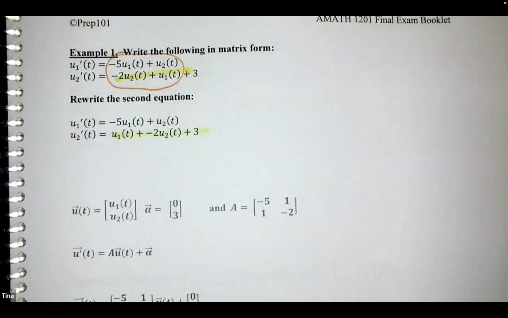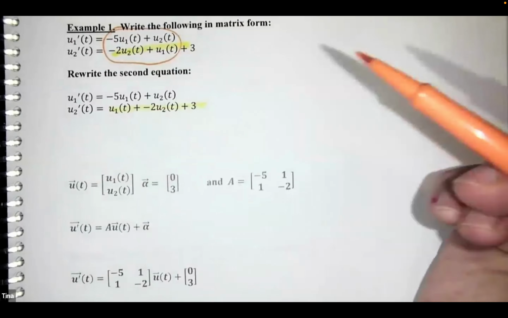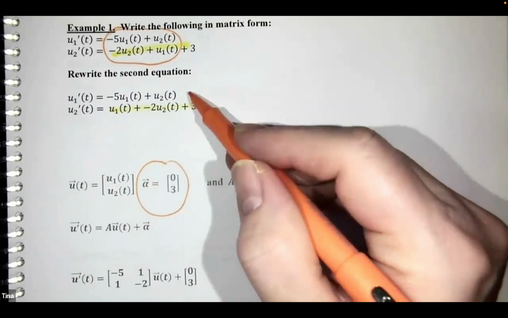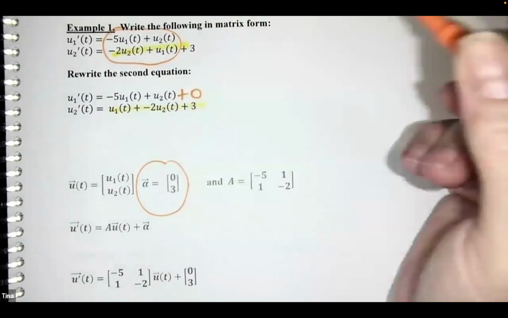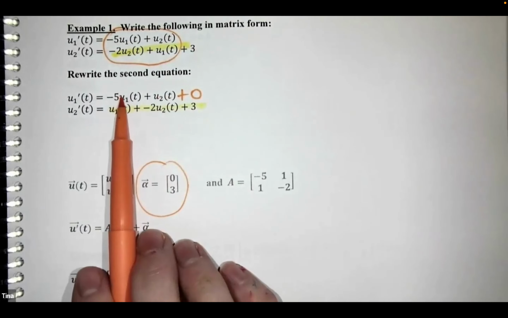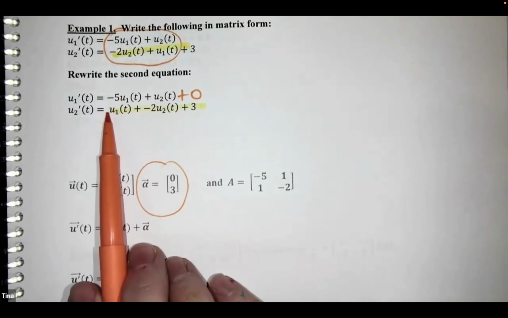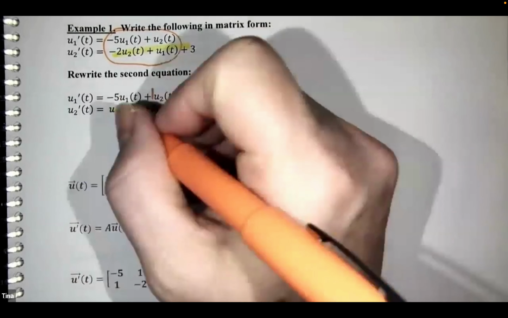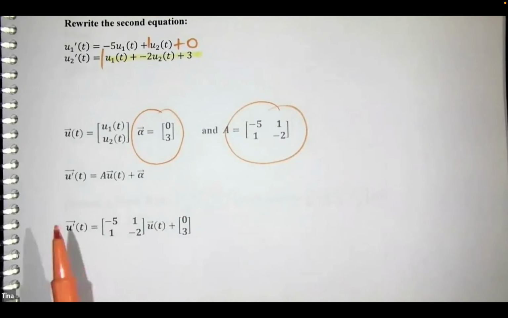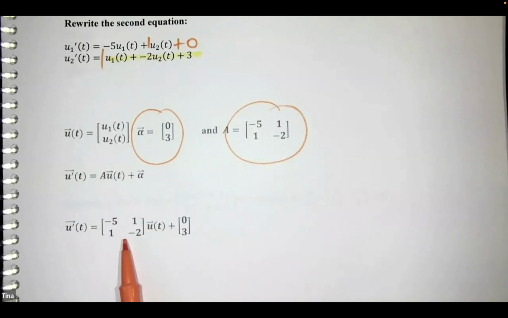So if we rewrite the order, U1, U2, and then constant, then the alpha vector, the numbers that are added on, is really just 0, 3. And A, the numbers in front of U1 and U2, are negative 5, 1, 1, negative 2, right? These are 1s. So that's our A matrix. So we can express the derivative u prime of t as A times u of t plus this 0, 3.